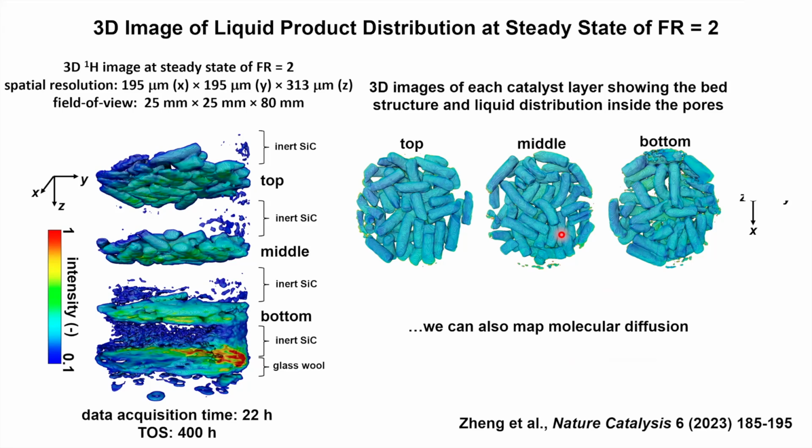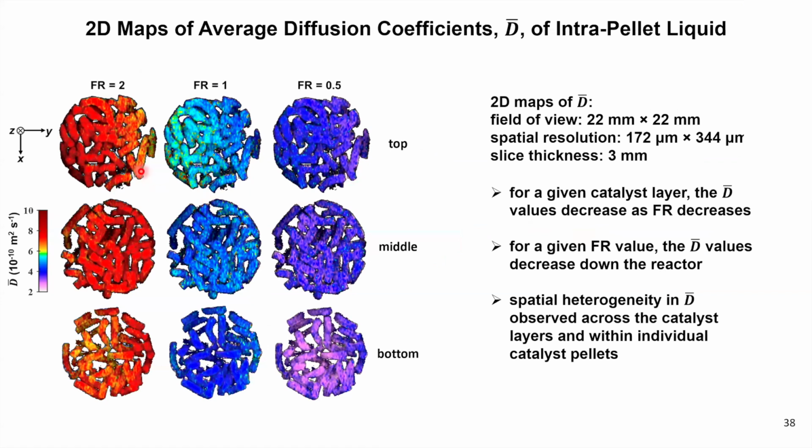So that's just the MRI, the liquid intensity of the product, showing where the product is. We can also do diffusion maps of that. Here we've got the maps of those three different layers. Again, we've got the top layer, the middle layer, and the bottom layer as the three different rows here. You can see three columns here, and these are the three different feed ratios that I talked about before, a feed ratio of 2, 1, and 0.5.